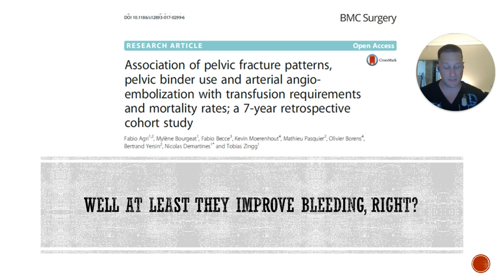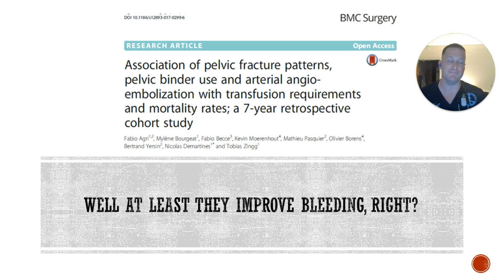So when they looked at these 228 people, the placement of the pelvic binder was not associated with any difference in admission systolic blood pressure, heart rate, shock index, lactate, or transfusion requirements. So it didn't even matter how much blood they got. And it didn't change the need for arterial angioembolization or mortality. And they measured it at 48 hours, so 2 days after the injury, and up to 30 days. And so none of it mattered. The only thing that did matter was how bad their pelvic fracture was. That's the only thing that actually matters.